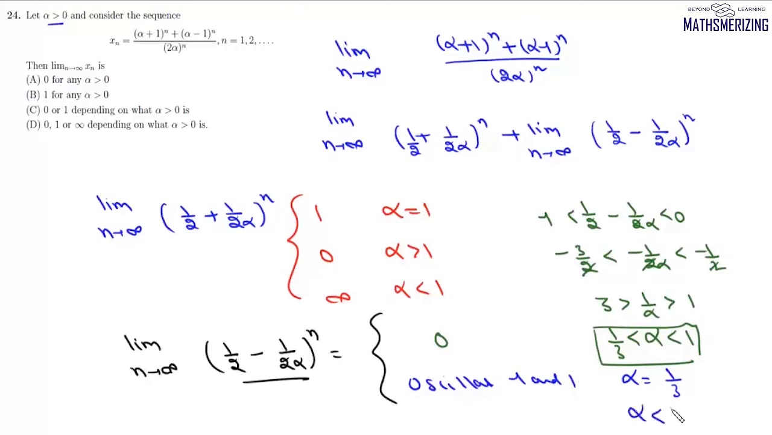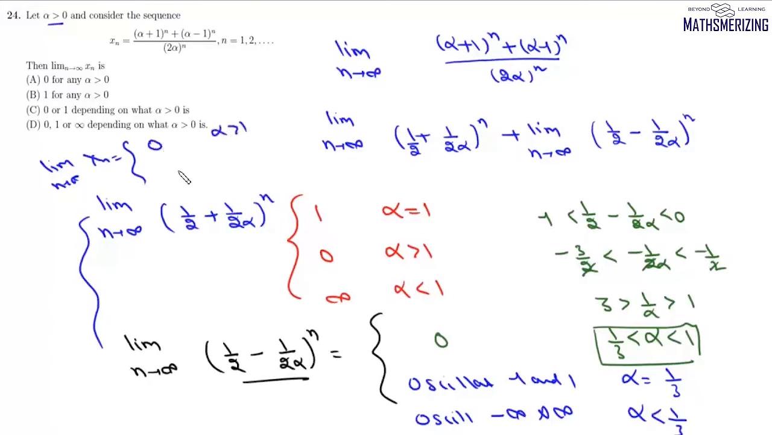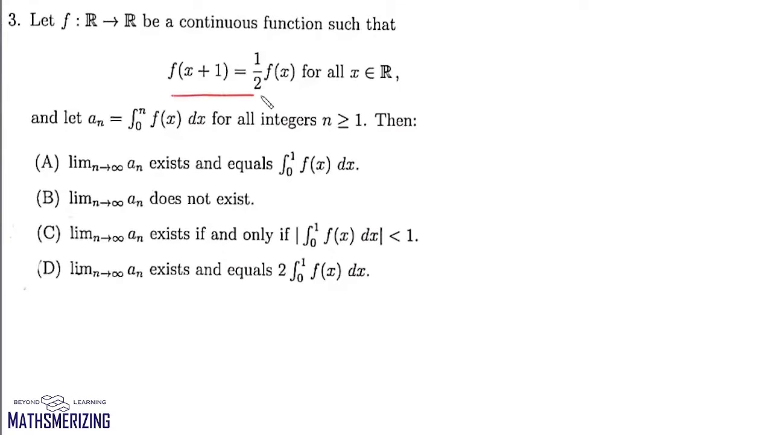And if alpha is less than 1 by 3, then this expression will be less than -1. And if it's less than -1, then this limit will oscillate between -infinite and +infinite. Now, if we add these two limits, then this limit n tends to infinite xn will take the value 0 when alpha is greater than 1, it will be 1 when alpha equals 1, and it will be infinite when alpha is less than 1. So this limit xn will take the value 0, 1 or infinite depending on the values of alpha, and which is your option D.